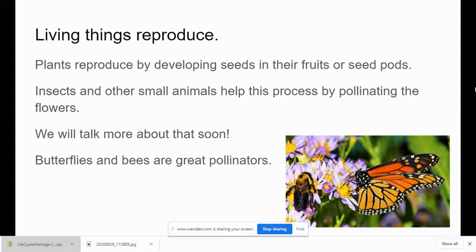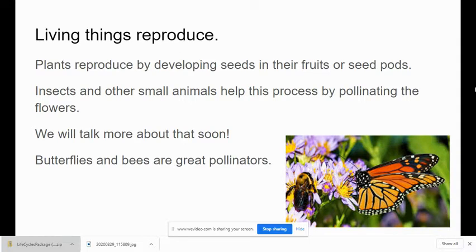So living things reproduce. That means make more of themselves. But plants don't have babies like animals do. Plants reproduce by developing seeds in their fruits or their seed pods. If it's something that other animals can eat, we call it a fruit. And if they don't, we call them seed pods.